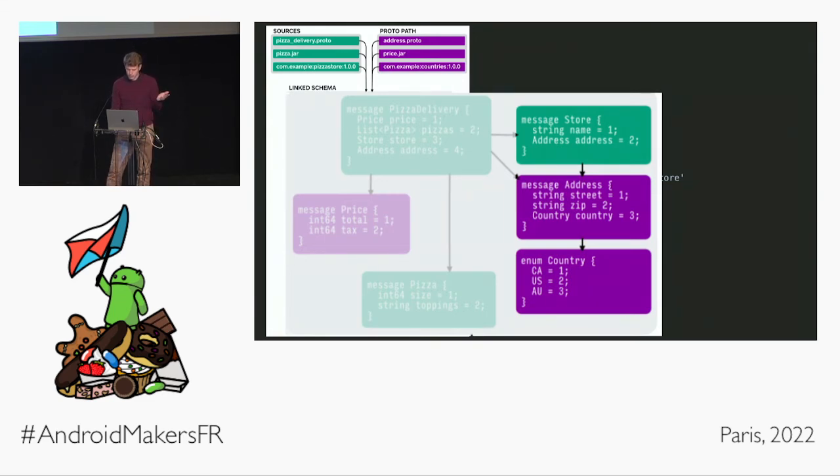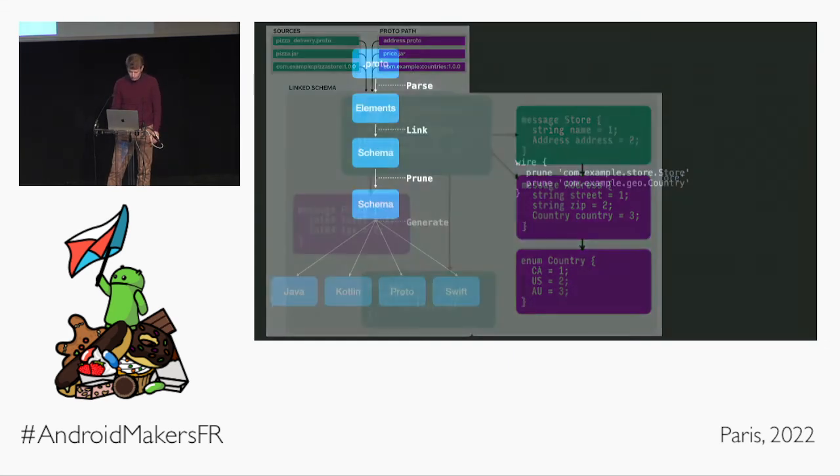And so Wire will just look at root. Okay, so string is a primitive. Looks at address. I'm going to load address, and then recursively each field. Okay, there is country. I'm going to load country. But pizza delivery, even though it was like the top type of the schema, gone, and everything that pizza delivery was referring to, gone as well.